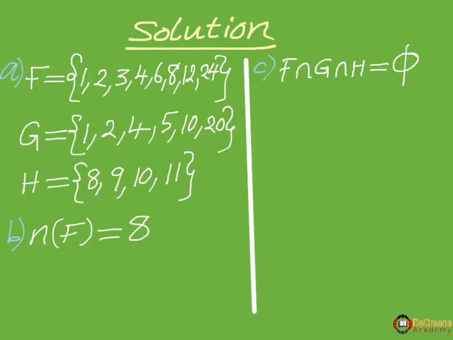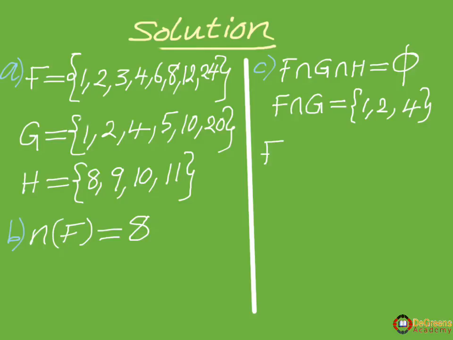We now take them in pairs. Take from above F and G. Cardinal number of F is 8. Now look for the elements in F and G. Discover that 1, 2, 4 are elements found in F and also found in G. So that forms the intersection of F and G. So you have the elements 1, 2, 4 as elements of the intersection of F and G.